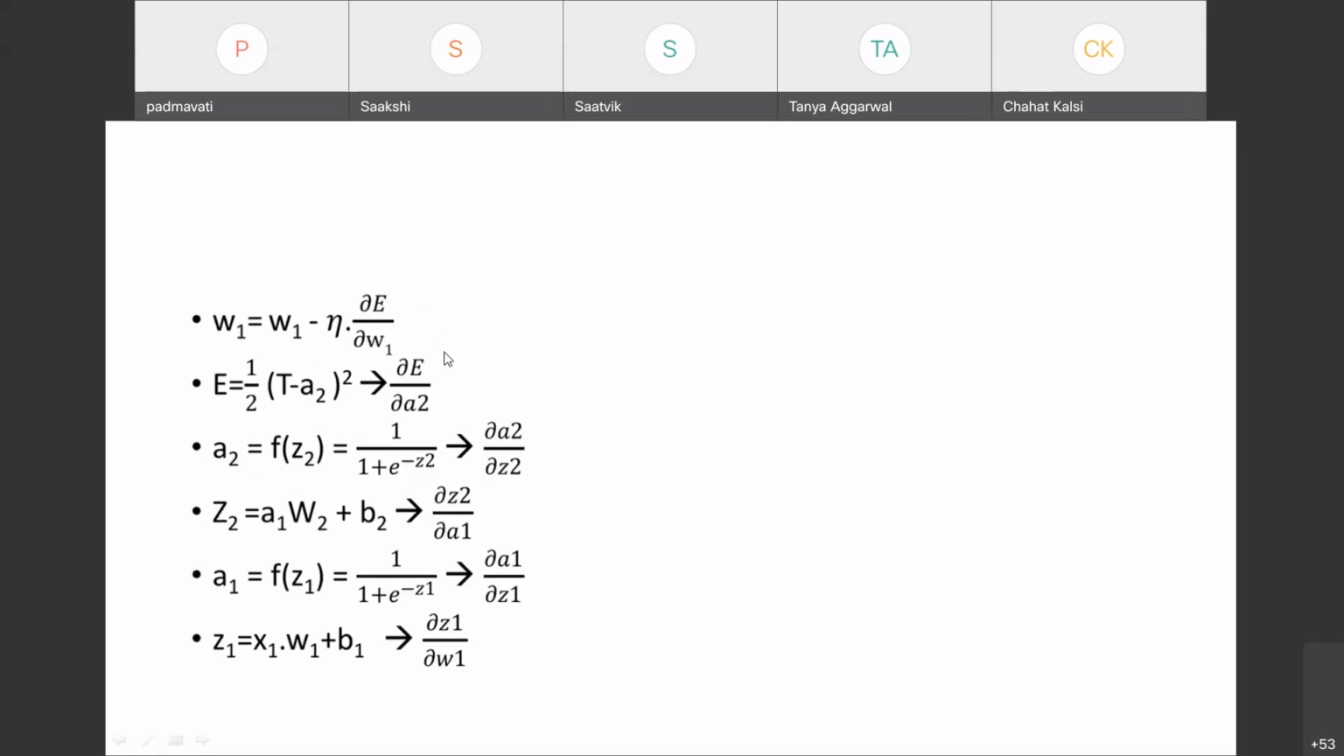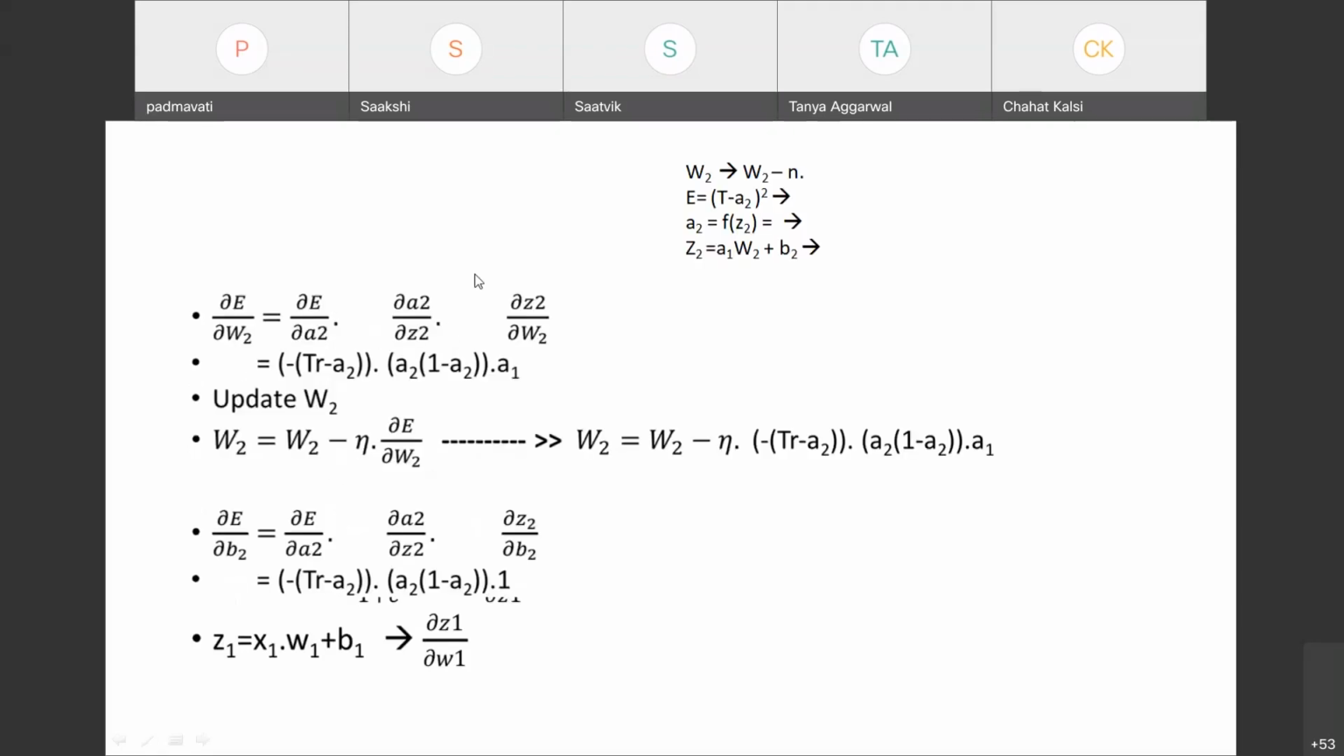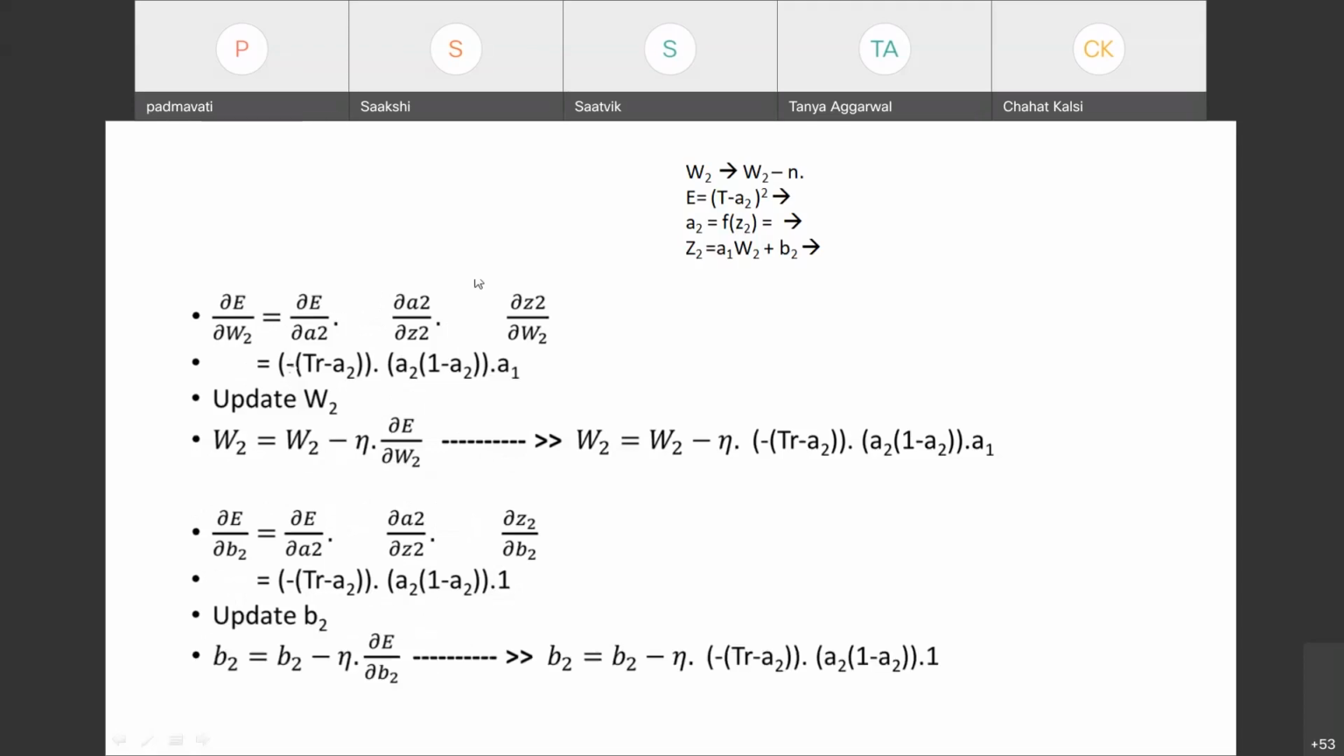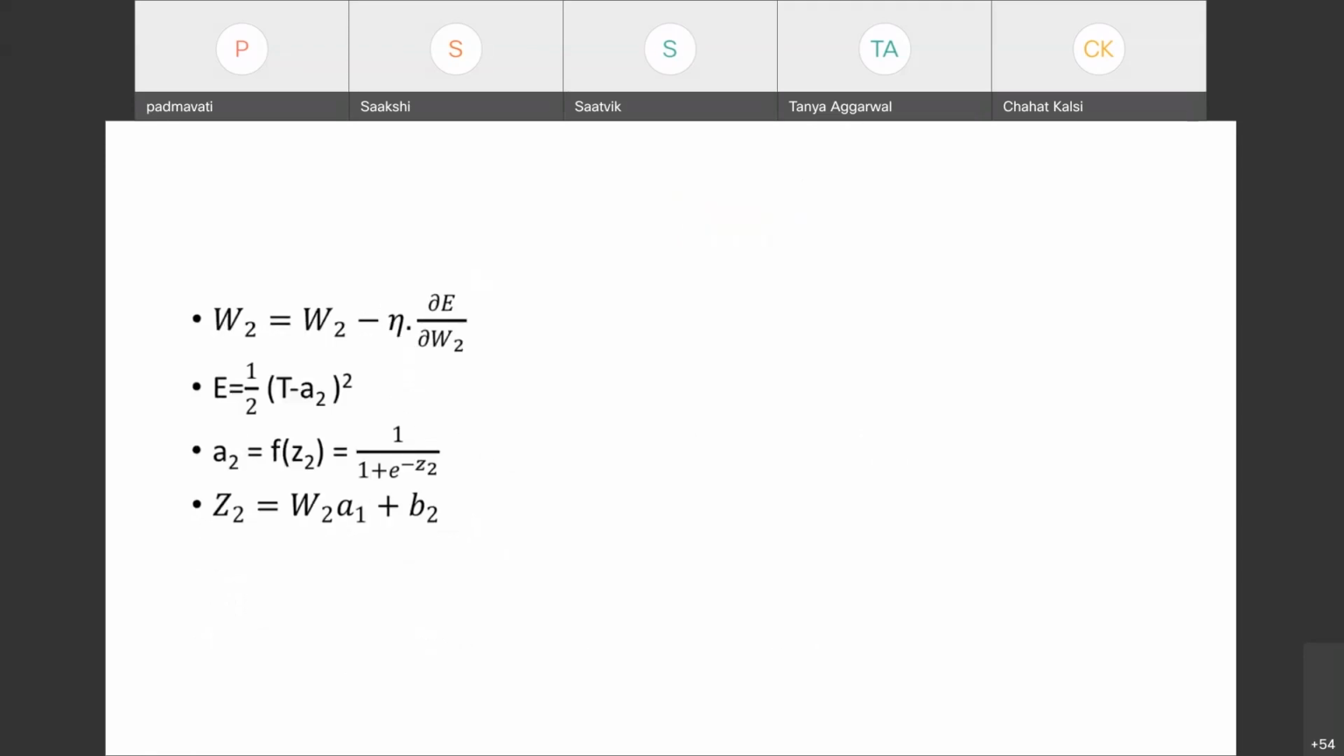Let us see this. Now I will check E with respect to dou a2. So I got dou E with respect to dou a2, the derivative of E with respect to a2, as minus (t minus a2). You may know that whenever I apply the derivative of some function over x, and if that function is in terms of x squared, then my derivative will be 2 into x.